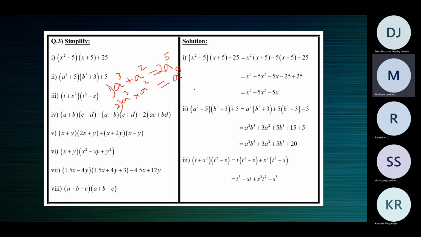Ma'am, can you please repeat the sentence? We can add or subtract only like terms. Okay, ma'am.